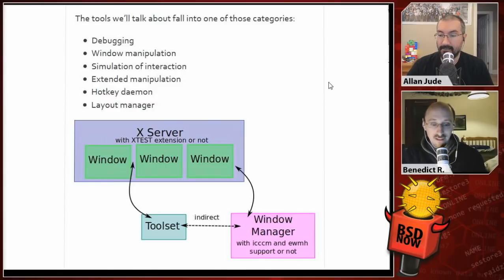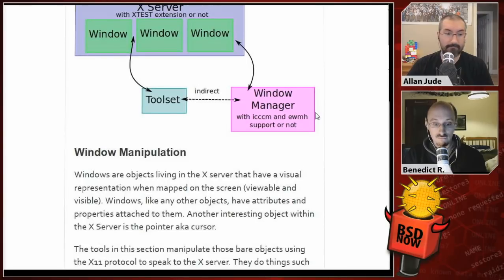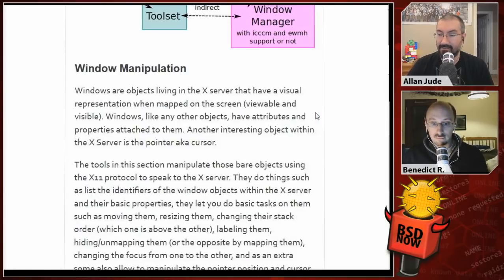So when you have an X server, it'll have multiple windows, and then you can also have a toolset in a window manager that will interact with those windows. Window manipulation: windows are just objects living in the X server and have some visual representation when they're mapped to a screen, which is when stuff shows up on your screen. Windows, like any other objects, have attributes and properties attached to them. Another interesting object within the X server is the pointer or the cursor, where you actually interact with the windows.